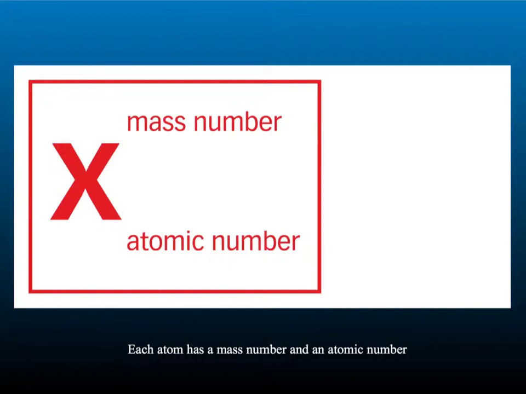When a nucleus breaks down during radioactive decay, this changes the makeup of the nucleus. This leads to a change in the atomic number, the mass number, or both. If the atomic number changes, then a new element is created because of the different number of protons in that element.